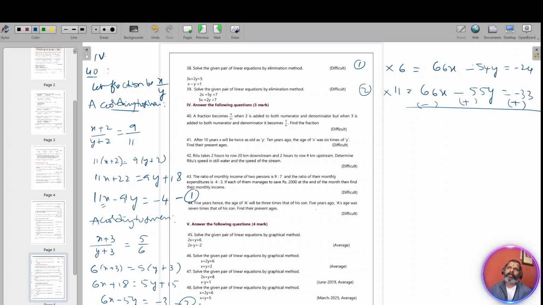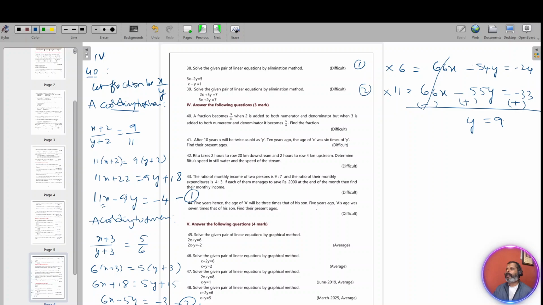You get the x terms cancelled. Consider the new signs now. When you subtract, you have to reverse the signs of the second statement. So minus 54 plus 55 is plus 1, right? So y equals 33 minus 24, which becomes 9. So y equals 9. Then you substitute this in either 1 or 2, and you get the x value.